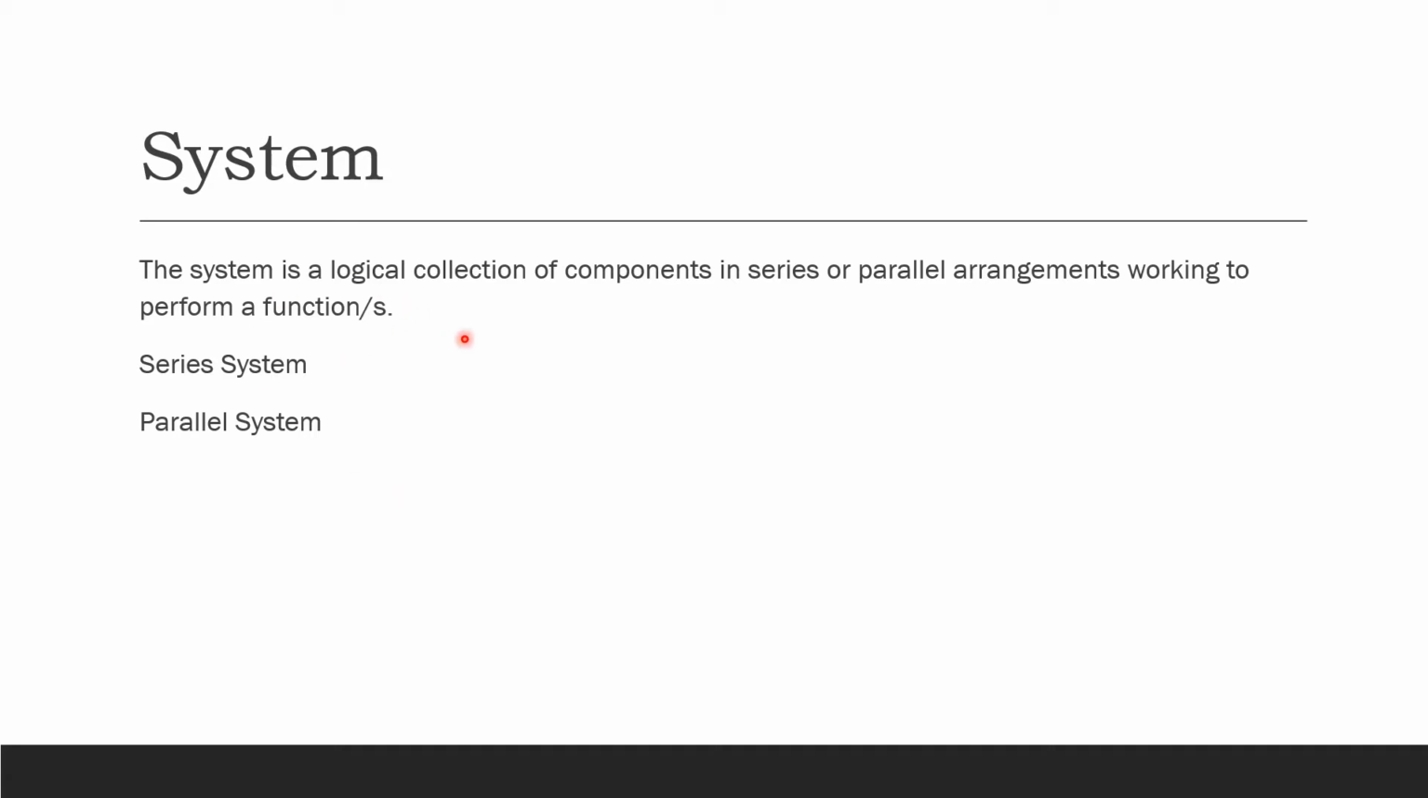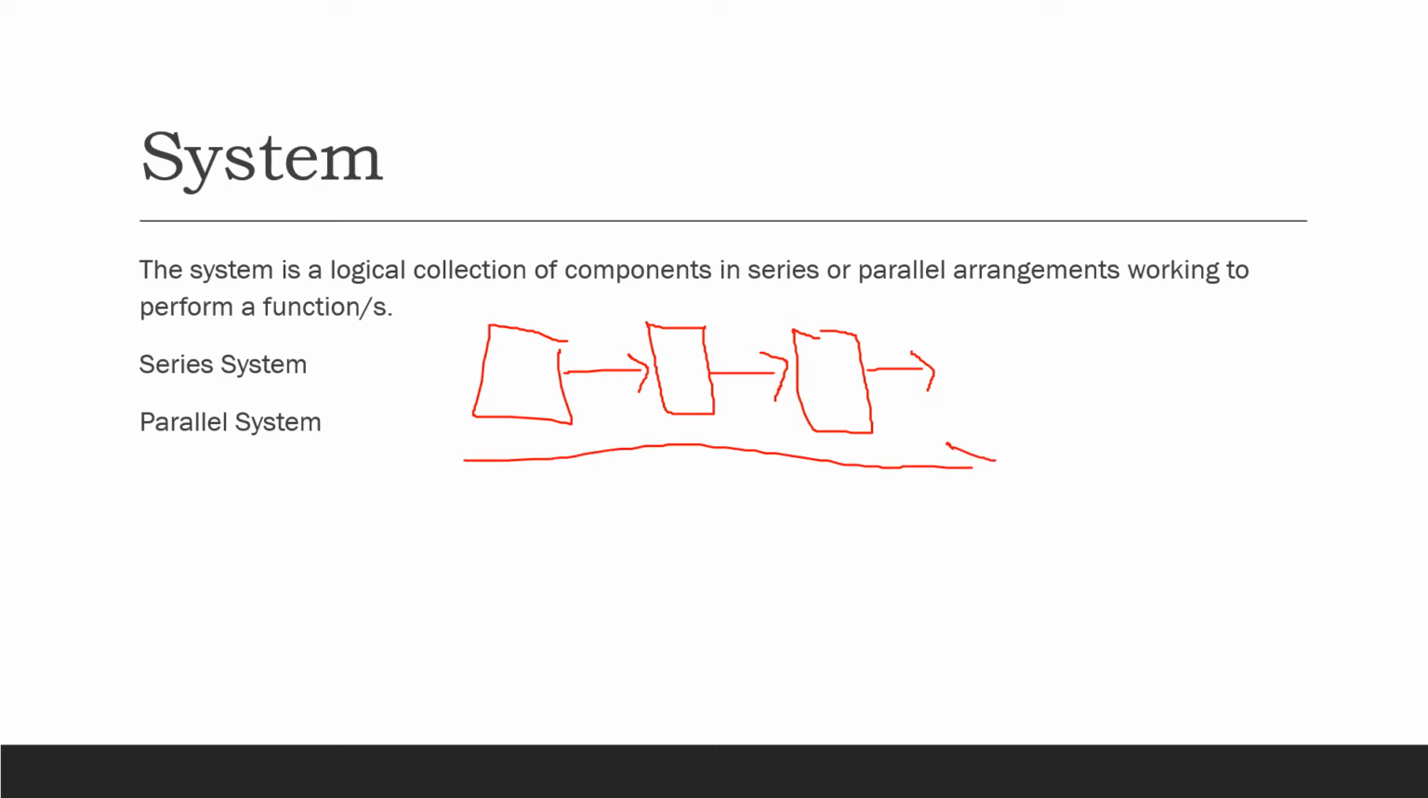A system is a logical collection of components in series or parallel arrangements working to perform a function. You already know a system has components. These components are connected to each other through processes and operations, and they're physically linked, each doing a particular function within the system. You will see that they're all arranged either in series or in parallel.